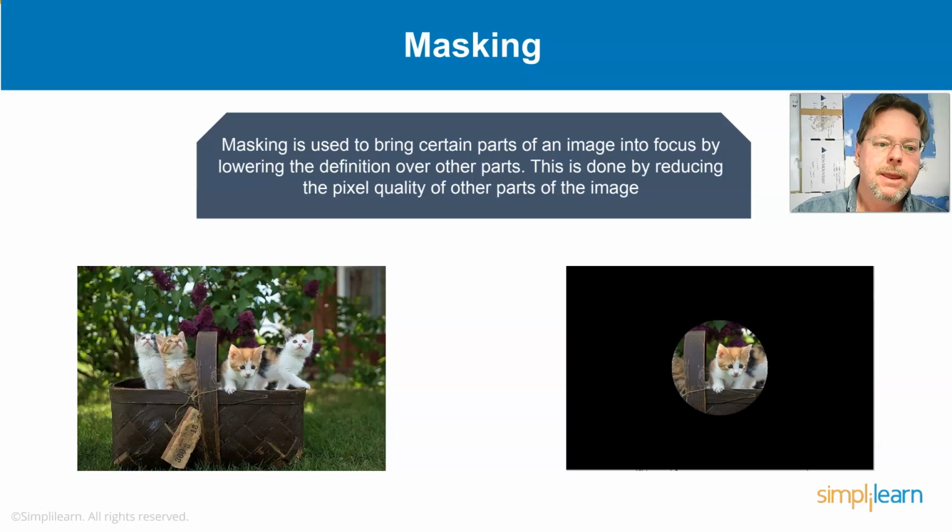In masking, masking is used to bring certain parts of an image into focus by lowering the definition over other parts. This is done by reducing the pixel quality of other parts of the image. Kind of a little short on the masking of what it is. So in this case, the masking would either be the background might be all ones, and the cat in the fence might be zeros, or vice versa. We might put the cat as 1 and the background as zeros.